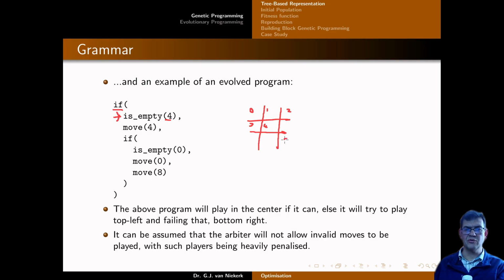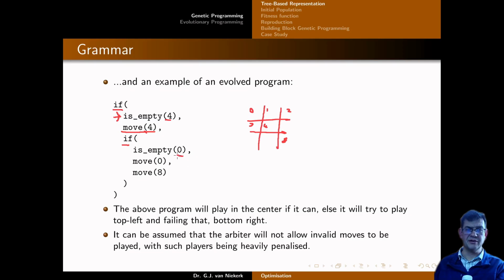5, 6, 7. And, of course, 8 is right over here. So the idea is that if 4 is empty, you're going to move there. That's what it does. Move in position 4. That's where you place your move. And, of course, you could then argue as part of the grammar that once you've made your move, you exit the program immediately. Otherwise, this is the else part.